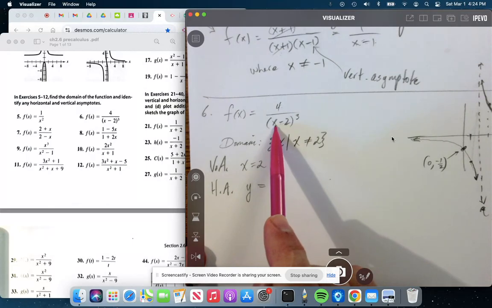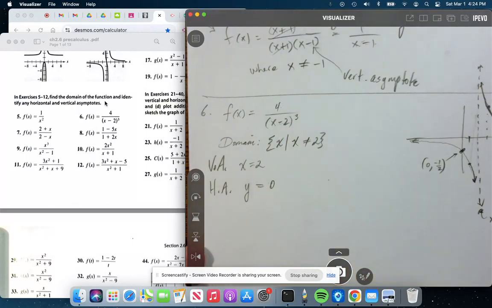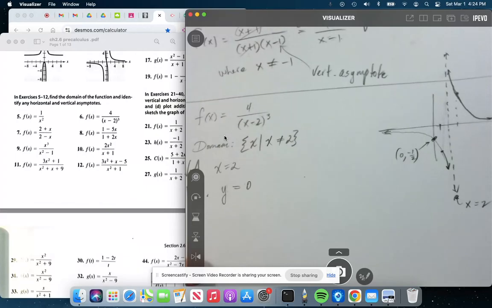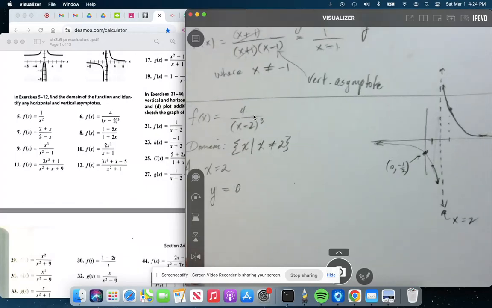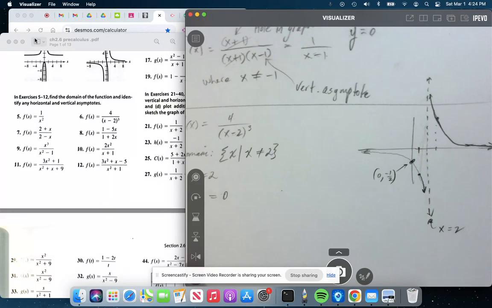All right. So I think I did everything that was asked of me. Find the domain, got it right here, and identify any horizontal and vertical asymptotes. I also did the graph. So let's see how I did compared to Desmos. We'll go to Desmos and put this in.